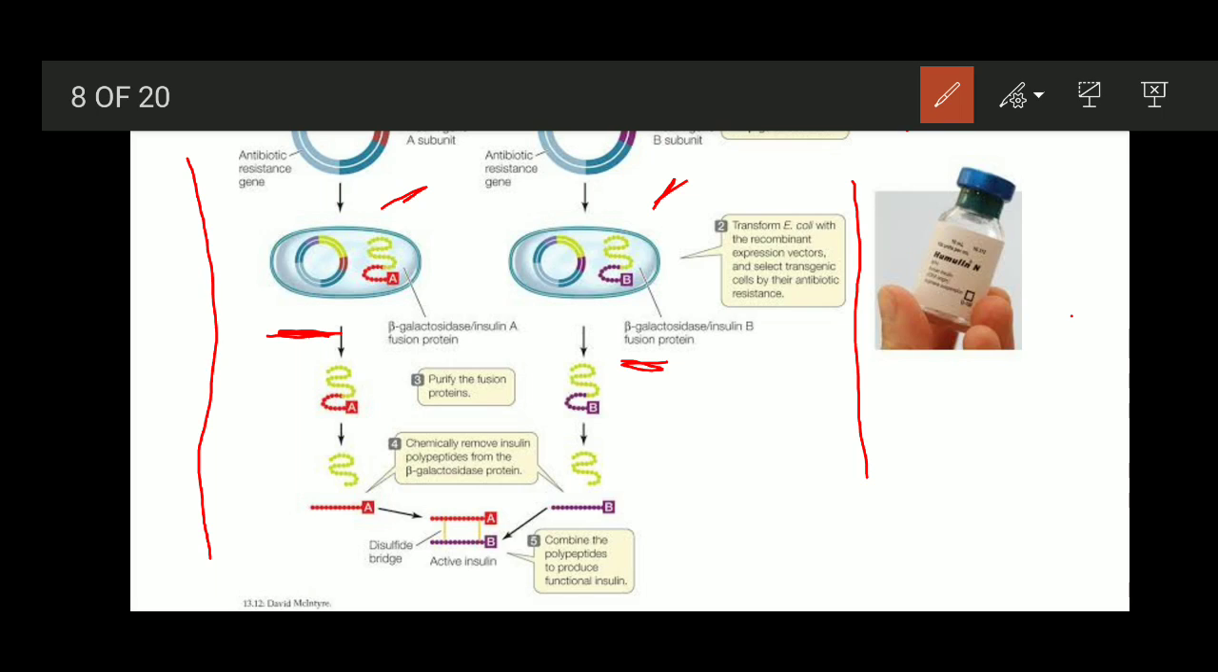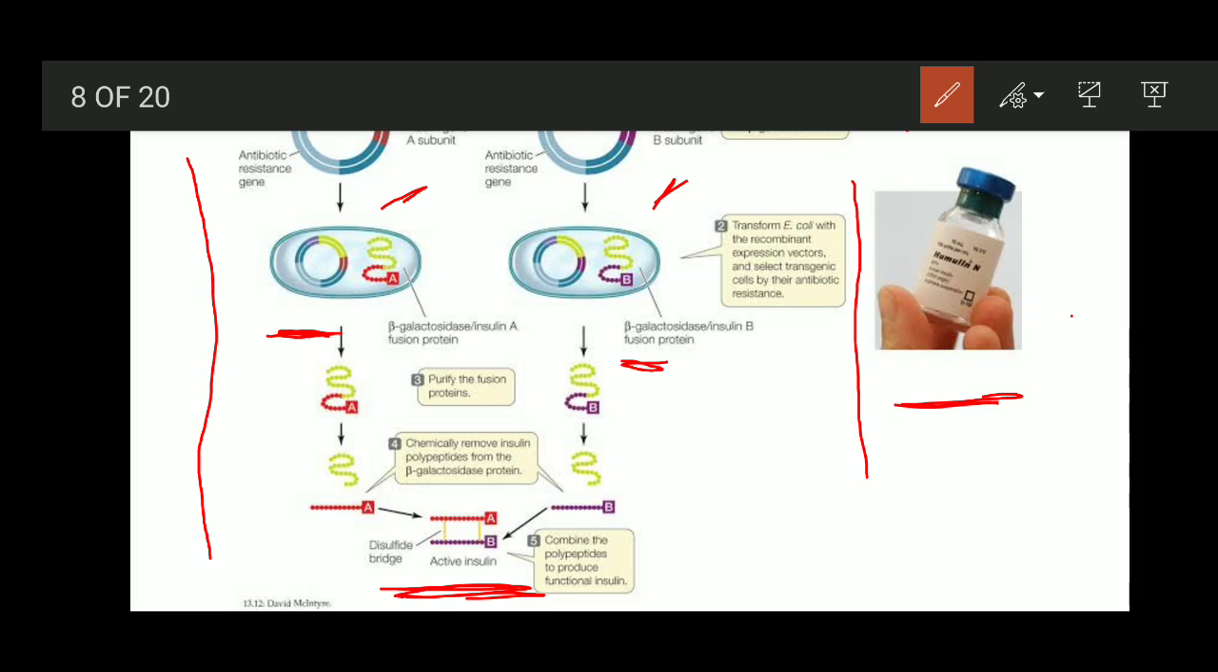Now we have chain A separately and chain B separately that have undergone downstream processing, and these two purified chains, A and B, are mixed with sodium disulfonate and sodium sulfite to form the disulfide bridges, resulting in the active insulin. You can see here, this is the active insulin which is packaged and marketed. Clear, students?